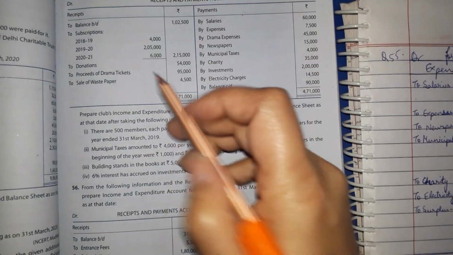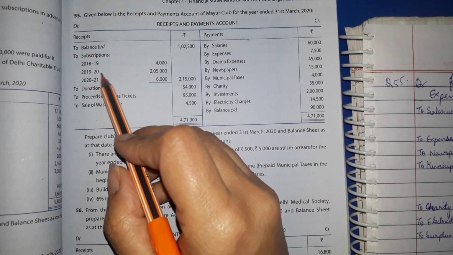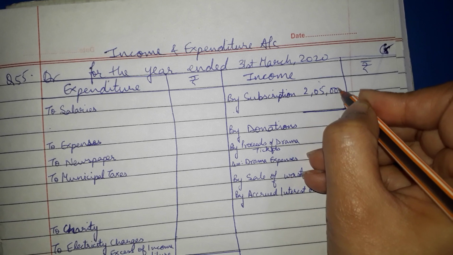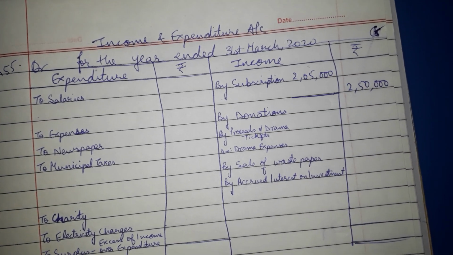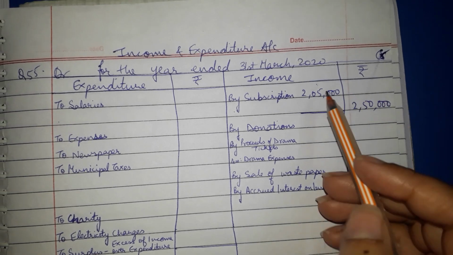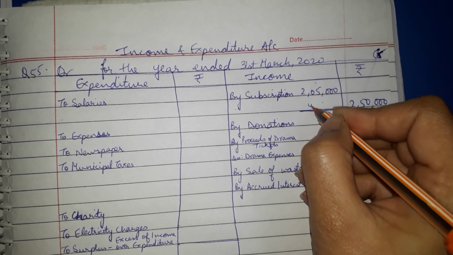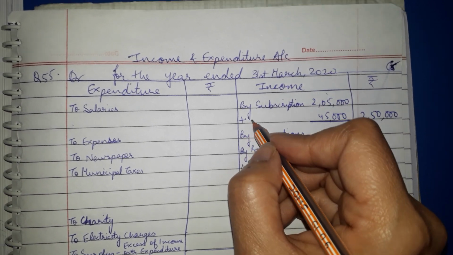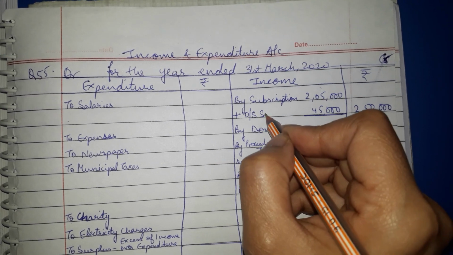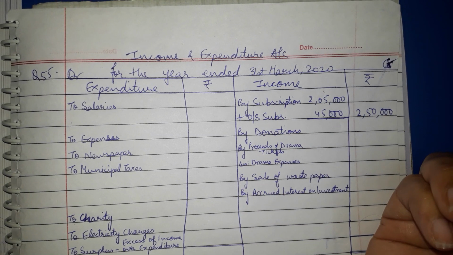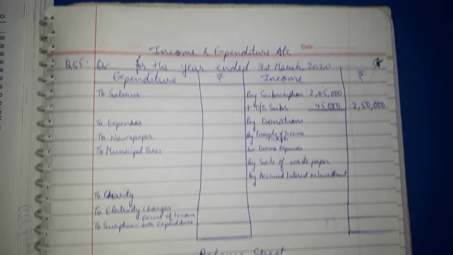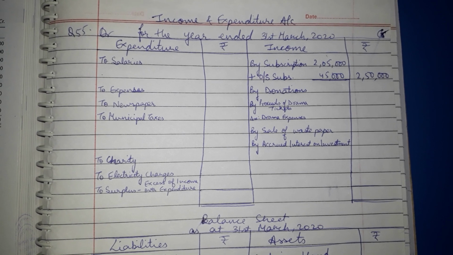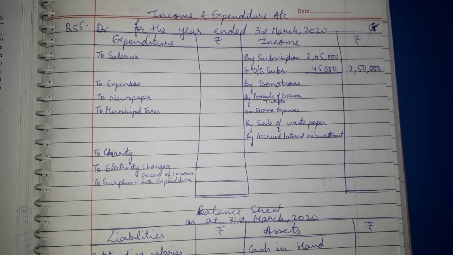If we observe, for this year we have received only 2,05,000. So 2,05,000 will be written here. Now if we see carefully, 2,50,000 we were supposed to receive, but we have received only 2,05,000, which means that 45,000 is still outstanding. So we will write add outstanding subscription for the current year. Now this 45,000 will be shown in the assets, of course, because this is the amount receivable by us in the future, thus it needs to go to assets.